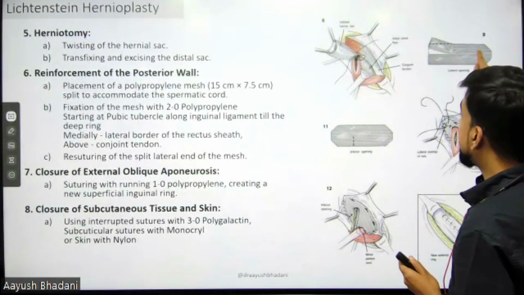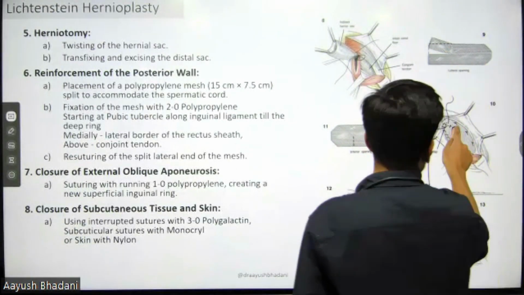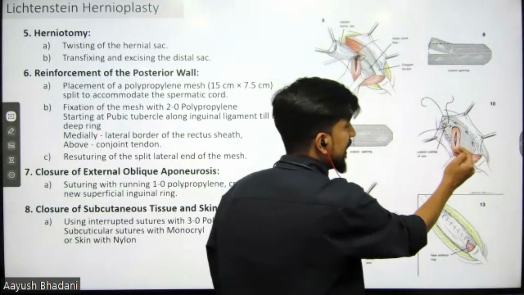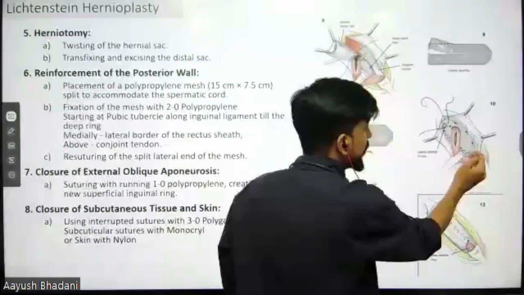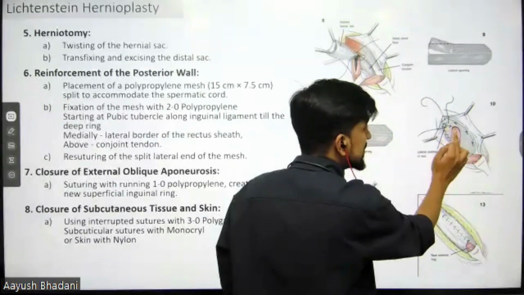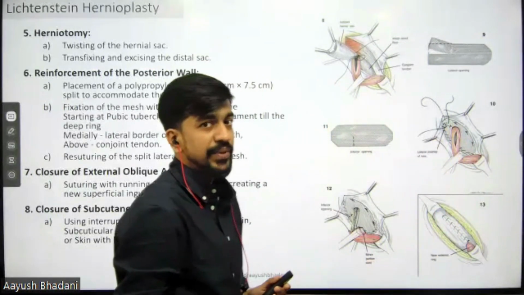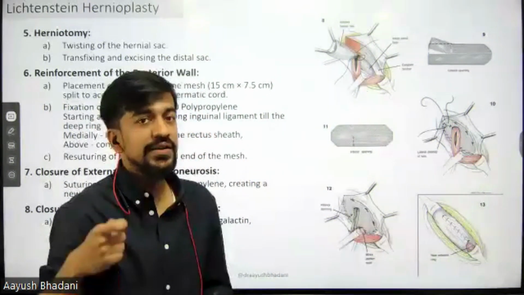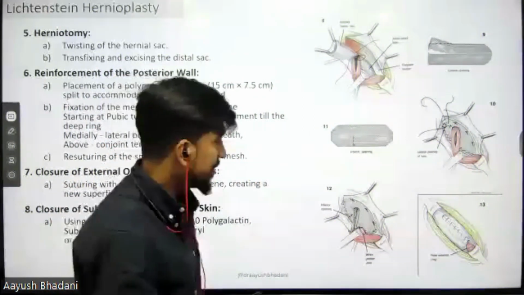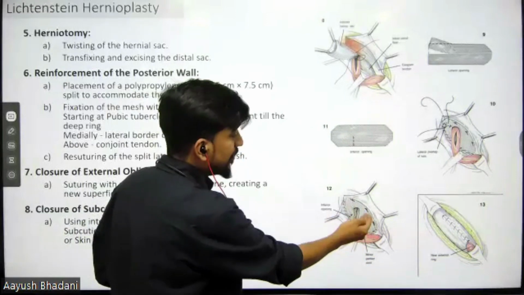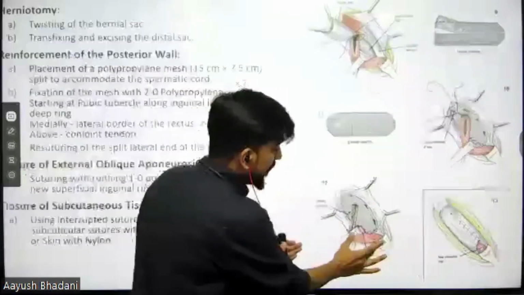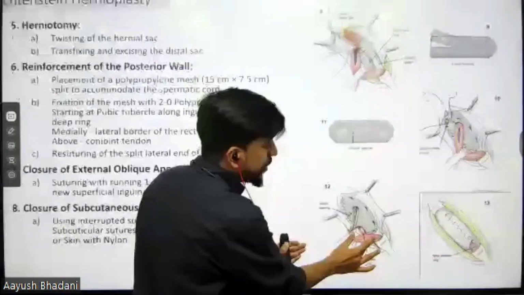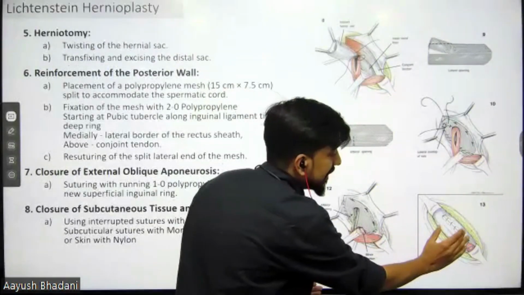Then we fix this entire mesh over the conjoined tendon, over the inguinal ligament, the pubic tubercle, and make sure to reconstruct a deep inguinal ring. Why? Because if we do not reconstruct the deep inguinal ring, we'll have a chance of recurrence. So this would be the final picture where we have a mesh placed properly. And what we need to do next is just stitch back the external oblique.